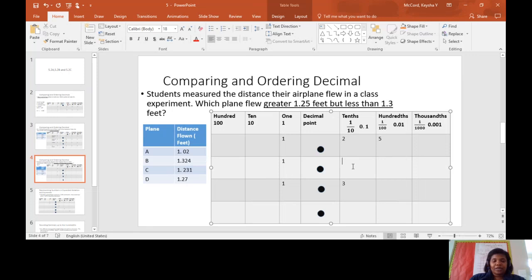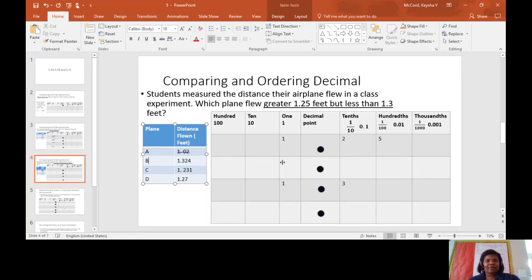1 and 200. Well, if you look here, 1 and 1, they're the same. 2 and 0. 2 is greater than 0. The problem says it has to be greater than 1 and 25 hundredths feet. So that means plane A would not meet this rule. So it cannot be plane A. Okay. So I'm going to scratch out plane A because it cannot be plane A.